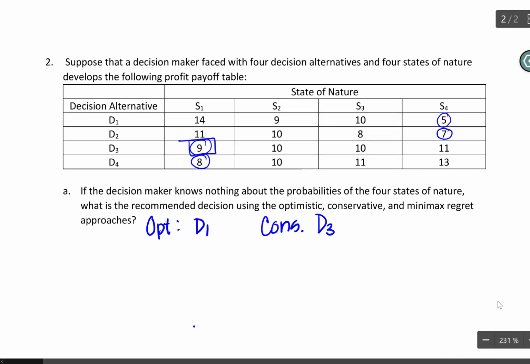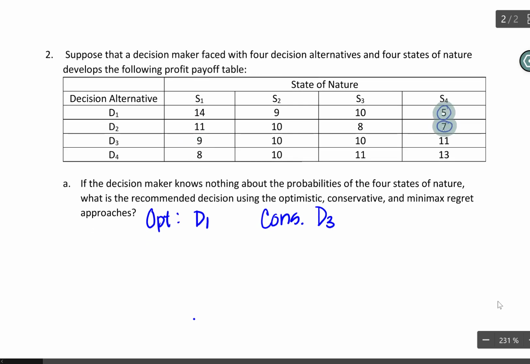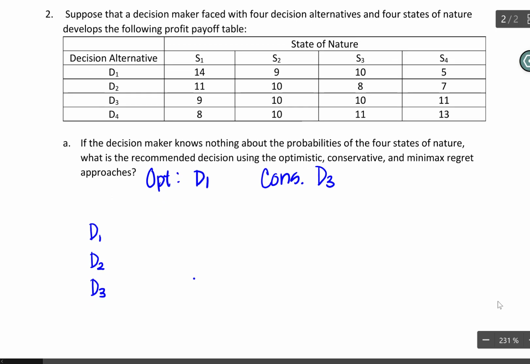Now we want to go ahead and calculate the minimax regret. So again, let's construct a table for ourselves. We are creating a very similar table to what we have above, but we have to perform our calculations and figure out what we could be missing out on. So 4 decision alternatives, 4 states of nature. For state of nature 1, the most we could get is 14. If we went with decision 1 and we got 14, 14 minus 14 is 0, we're not missing out on anything.